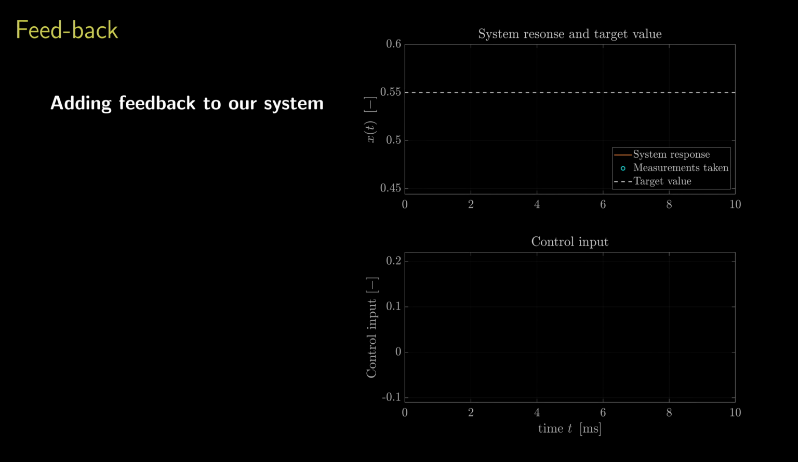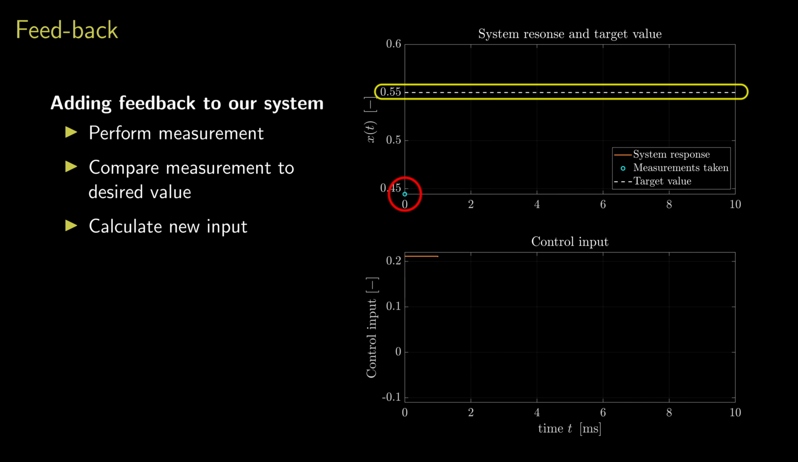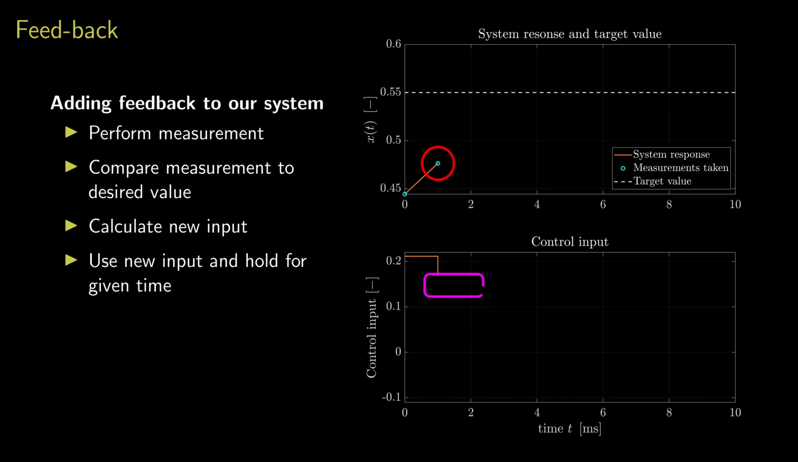As the name suggests, we now add feedback to our system in the form of a measurement to correct and readjust our velocity continuously. The way this is done is in the following way. First, we grab a measurement from our system at this point in time here. Then we compare our measured velocity with our target velocity. Based on the comparison, we calculate a new input for our system, send this input to the engine and hold it constant for a certain period of time. This control loop, grab measurements, process, set output, is repeated on a fixed time interval, our controller cycle time.